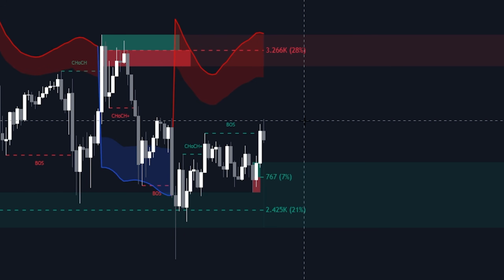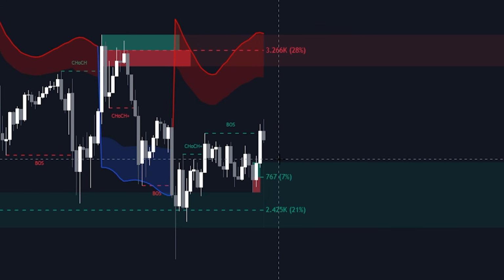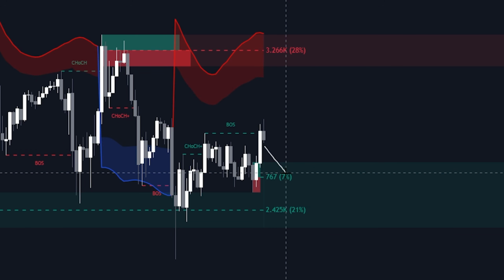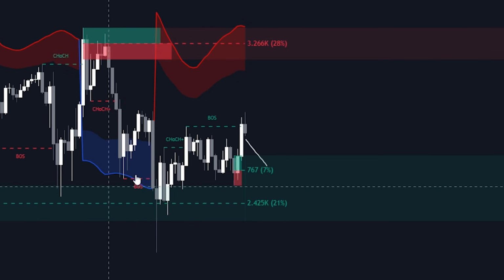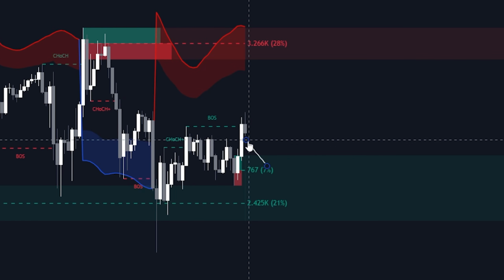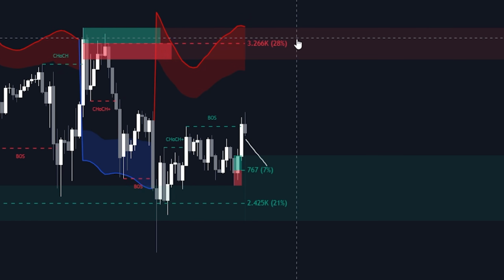In this scenario, you could consider an entry down at this zone where the order blocks are. Of course, it's at 7%, so that's not quite significant. We may not want to really consider that. We might just want to consider that this trend is going to continue to the upside.